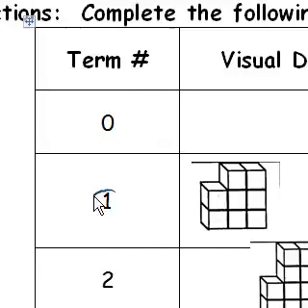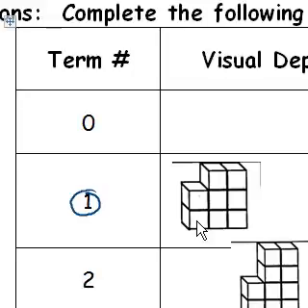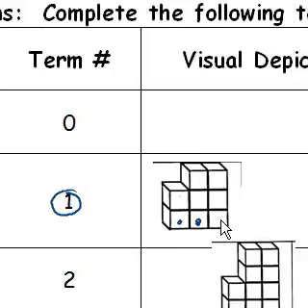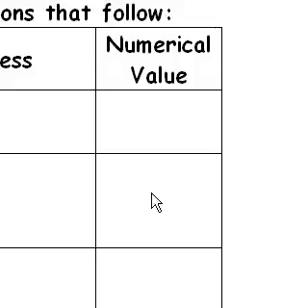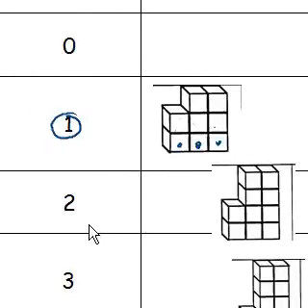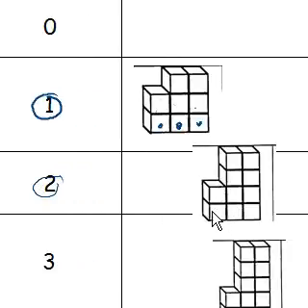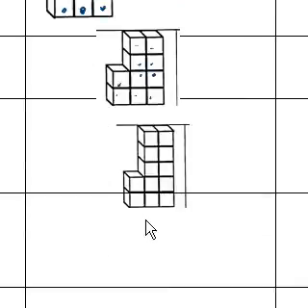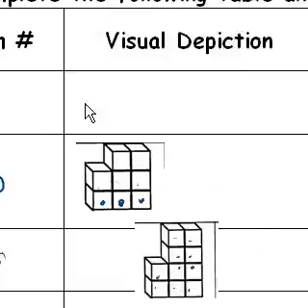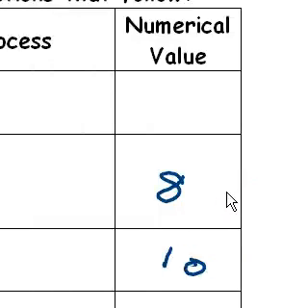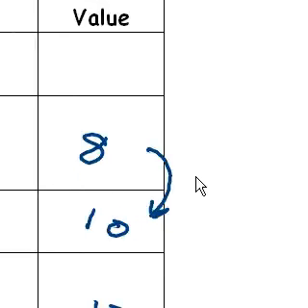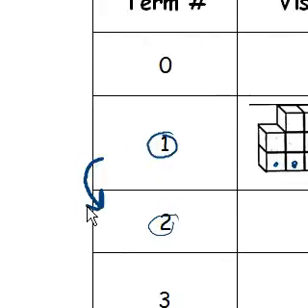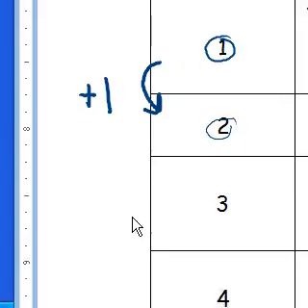So for term number 1, we have 1, 2, 3, 4, 5, 6, 7, 8 bricks. For term number 2, we have 1, 2, 3, 4, 5, 6, 7, 8, 9, 10 bricks. For term number 3, we have 12 bricks. Okay, so we can already see a pattern here. And the pattern here is an increase in 2 every time our term number increases by 1.